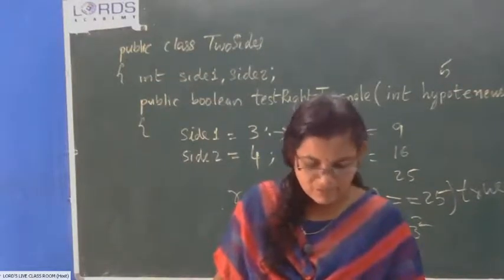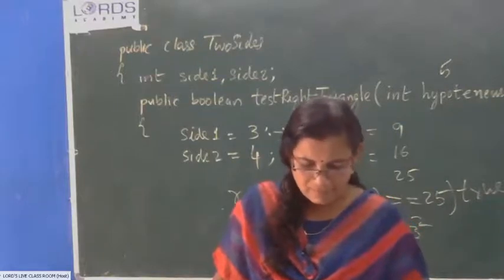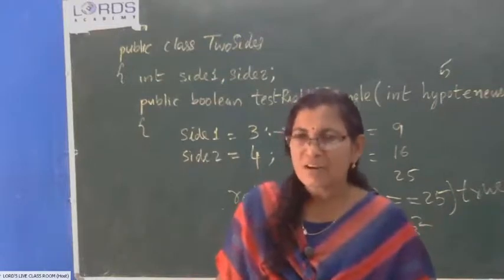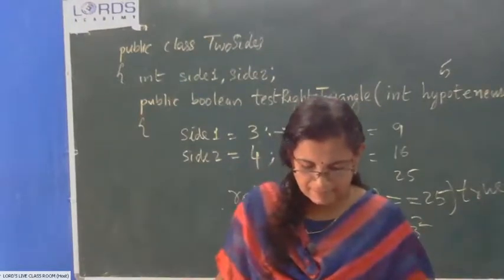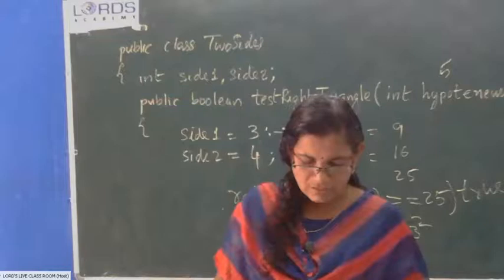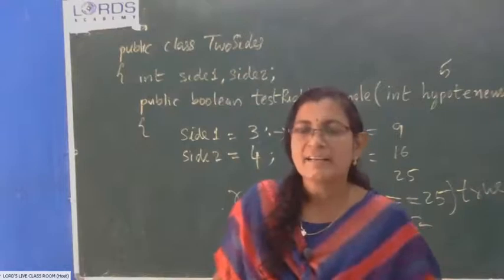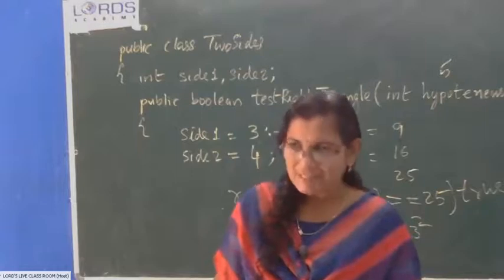And that example also is there. Public class two sides. Side 1, side 2 are global variables, instance variables. Public Boolean test right angle with hypotenuse. Hypotenuse is a function parameter. It is available only within the function. And they have written one more function. Hypotenuse refers to the parameter above. You need not consider that example. Did you understand the difference between local variable, global variable, instance variable and parameter variable?